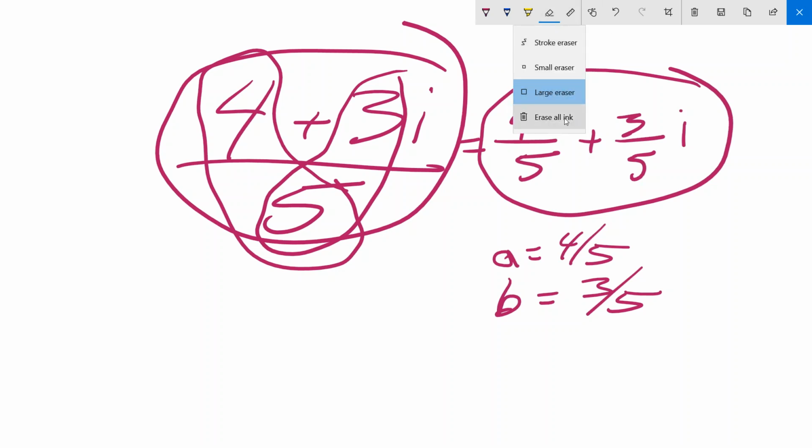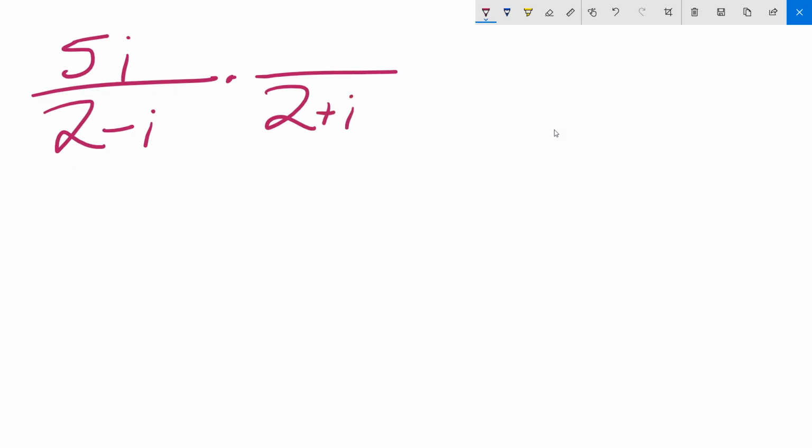We'll probably come across some here as we go. What else you got? 5i over 2 minus i. This looks like a division problem. It really is not. So you multiply top and bottom by 2 plus i. You got it. It's what I call realifying the denominator, much the same way that you rationalize a denominator.